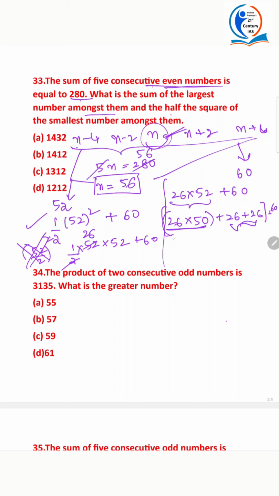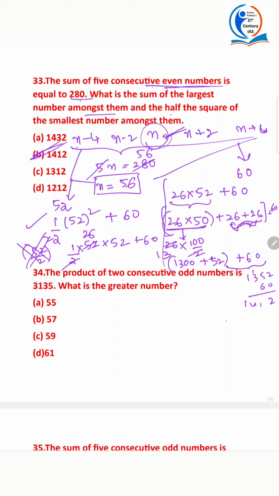So, 26 into 50 is how much? If you want to still make it easier, you can write this as 26 into 100 by 2. So, it comes down to 1300 plus 52 plus 60. Now, what is 1300 plus 52? 1352 plus 60 is how much? 1352 plus 60 is 1412. So, this is the answer. So, without directly doing 52 square, you're breaking it down into more simpler steps and adding them. That's it. Do not get afraid by seeing the big numbers. Break it down and do it this way. Okay, so this is the answer.